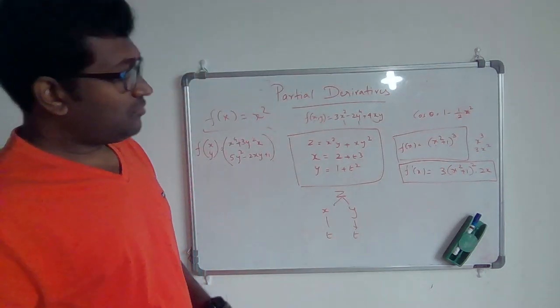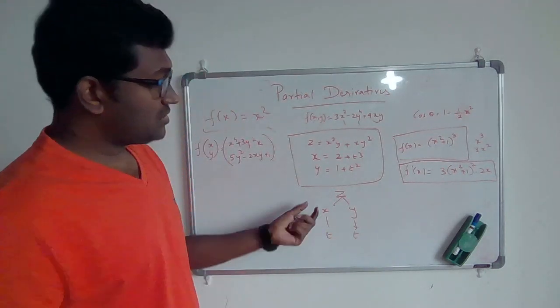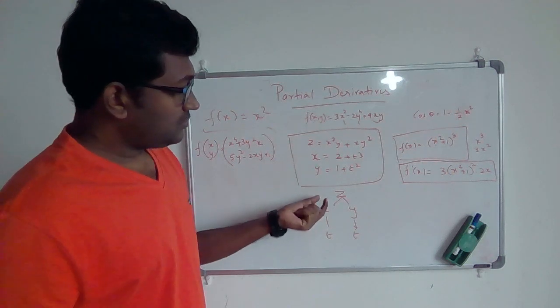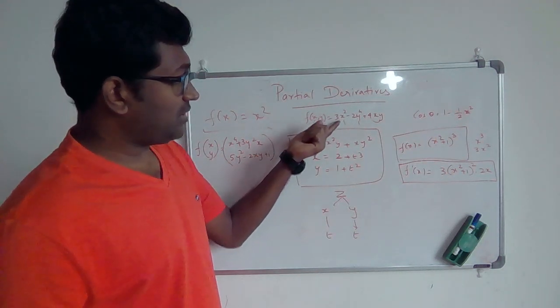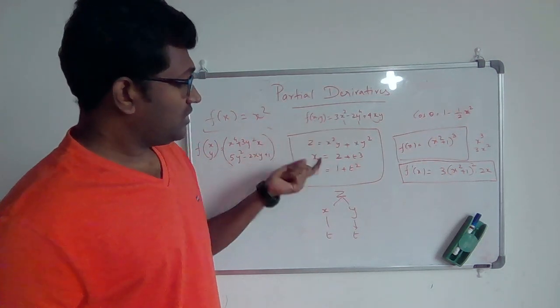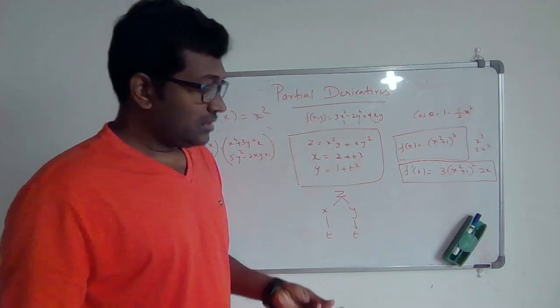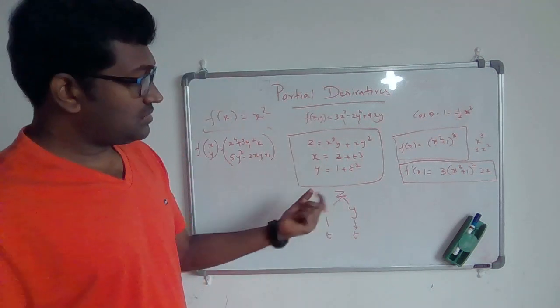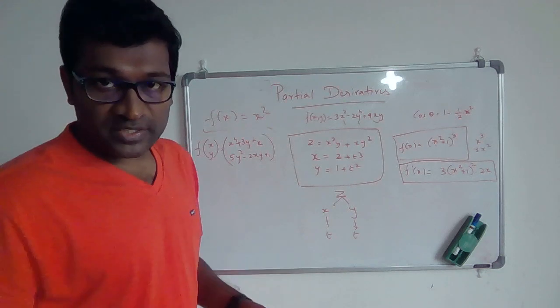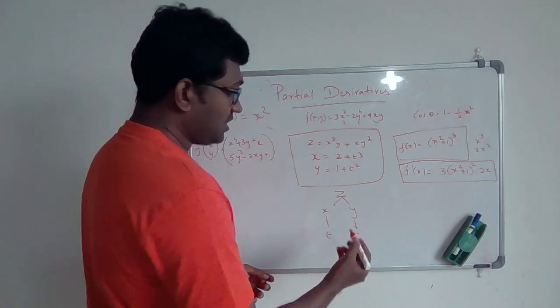So when we have multiple variables, like here we have multiple variables x and y, and this is also an x and y. When we take derivatives of such functions, we call them partial derivatives. Why do we call them partial derivatives?